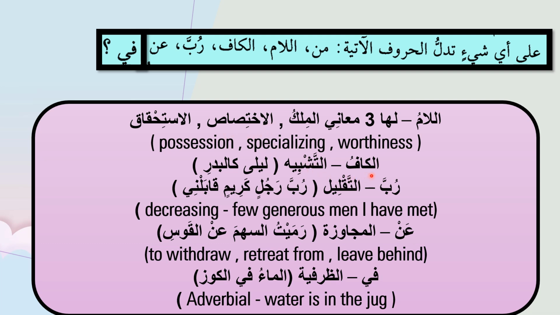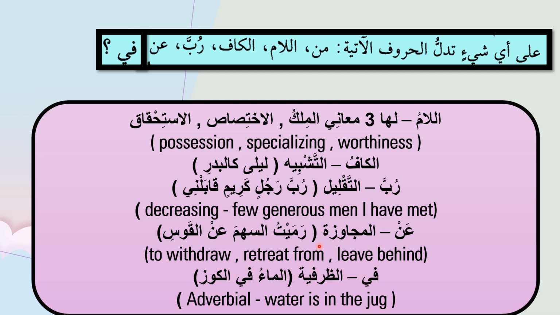Then let's go to the kaf. Al-kaf is tashbih, means the kaf harf jar is only used for comparison. And rubba is used to show the number. Taqleel means decreasing, gives you the idea of decreasing. Now, an gives the idea of majawaza, meaning to withdraw, to retreat, and to leave behind, means to go back, retreat.